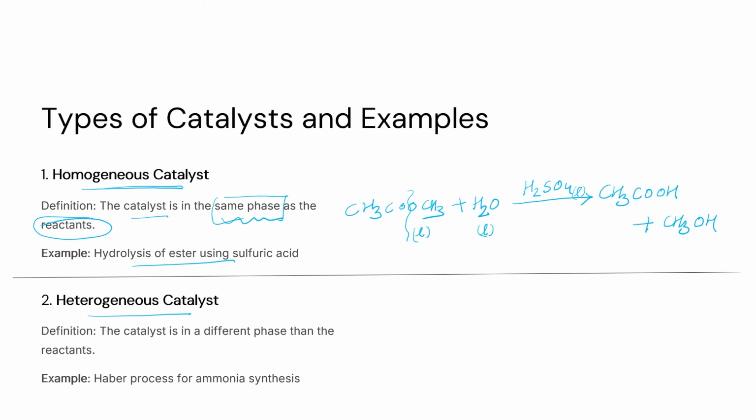As against a homogeneous catalyst, what we have is a heterogeneous catalyst. What is a heterogeneous catalyst? A heterogeneous catalyst has a different phase as compared to that of the reactant. What does it mean? Suppose you have your reactant in liquid phase, then your catalyst will not be in the liquid phase. It can be in the solid phase. Suppose you have your reactant molecule in the gaseous phase, then your catalyst will not be in the gaseous phase. It can be in the liquid phase or it can be in the solid phase. Such systems are called heterogeneously catalyzed systems.